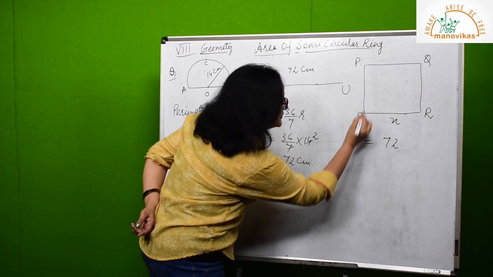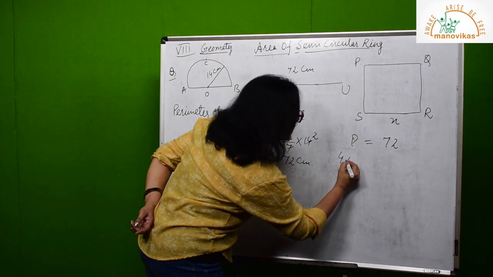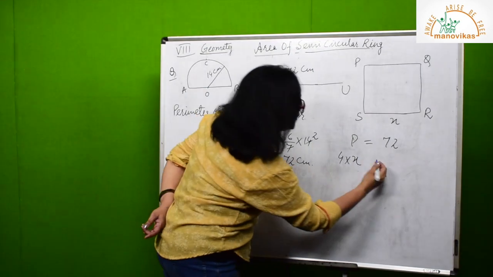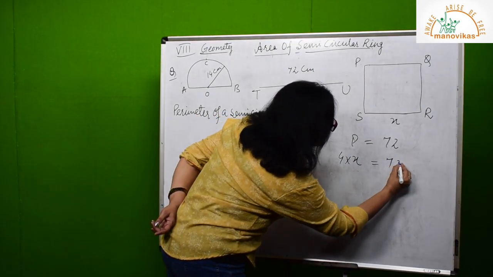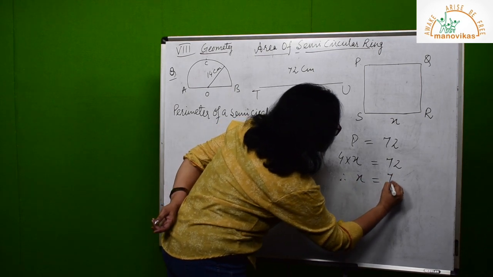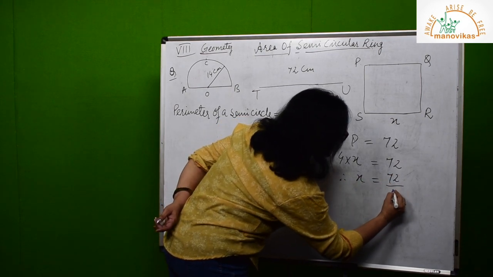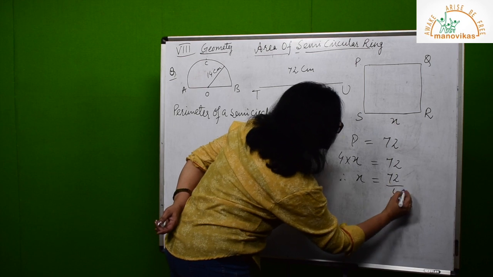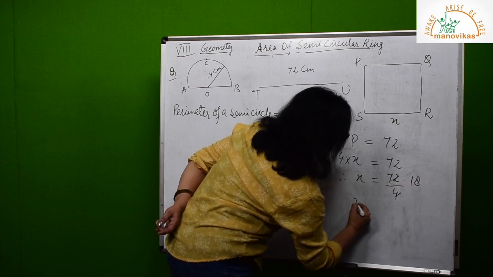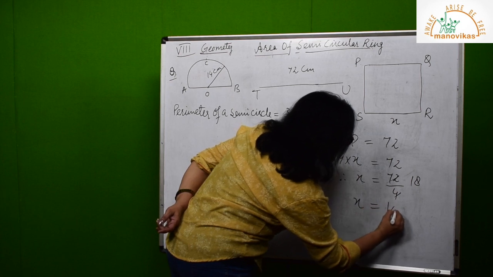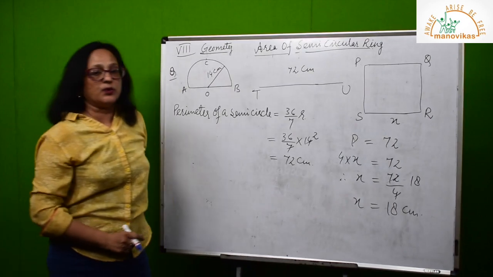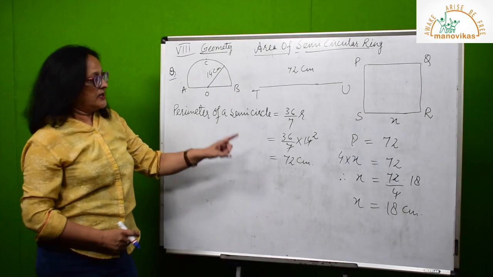Now the perimeter of the square is 4 into side, and the side we have taken as x. That means 4x is equal to 72. So x is equal to 72 upon 4. Now you can cancel it. 4 ones are 4, 4 8s are 32. So here we got the side of the square is equal to 18 centimeter.